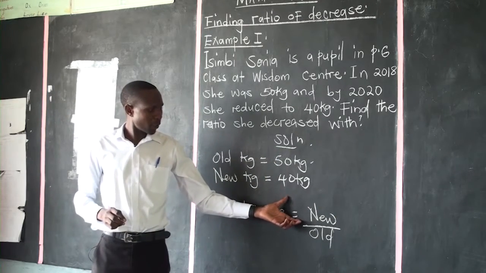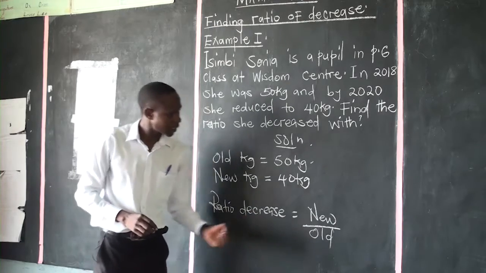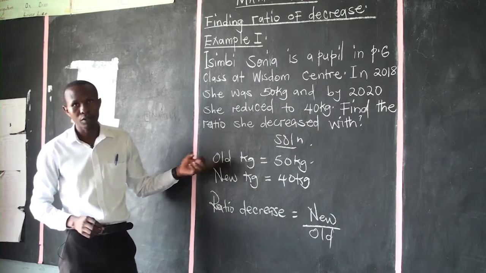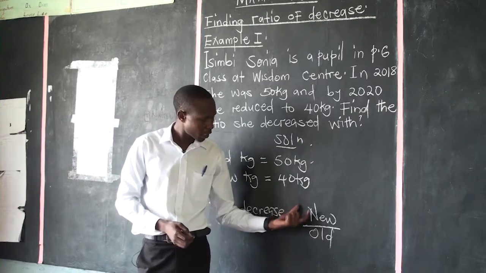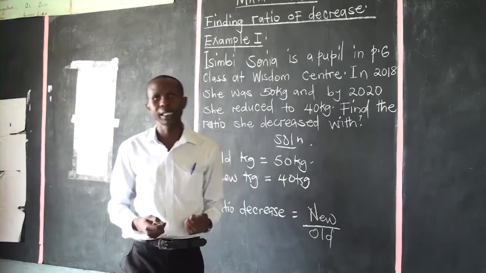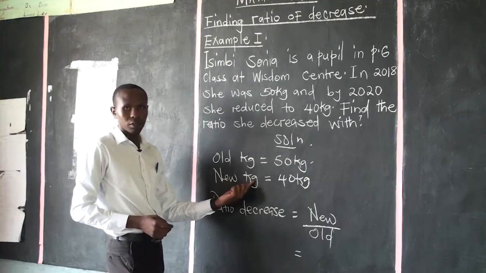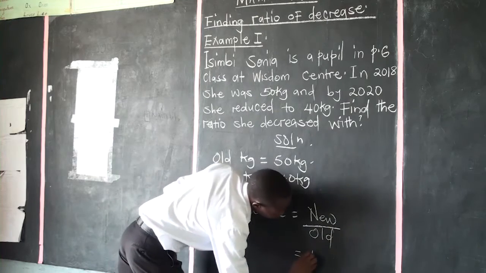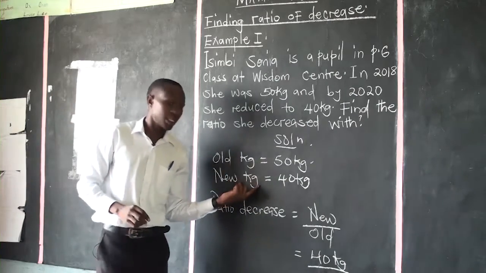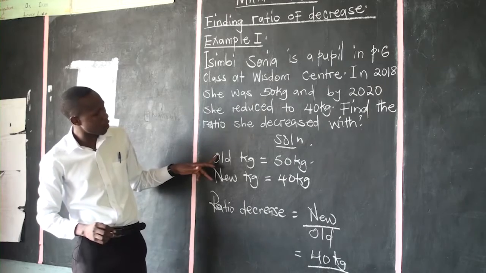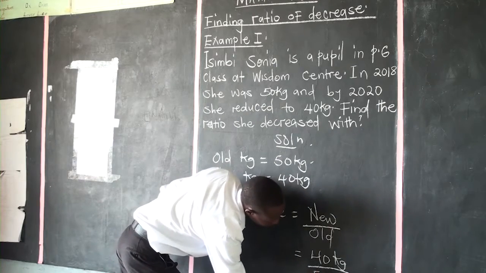When we look at the new weight, we have identified it as 40. When we look at the old weight, we have identified it as 50. So for us to determine the ratio of decrease, we shall have the new weight divided by the old weight. Now we are going to substitute in the formula. Where there is new, we shall put the new weight, that is 40 kilograms, divided by the old weight. What is our old weight? According to our summary, our old weight is 50 kilograms.